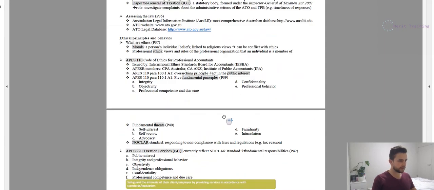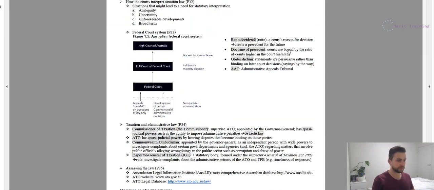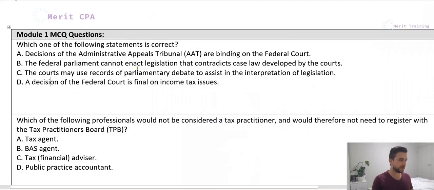The other reason why this is incorrect is because of the doctrine of precedent, where courts are bound by the ratio of courts higher in the court hierarchy, but even then its statements are persuasive rather than binding. So in no cases is it binding within the court system, it's just persuasive. It's a good precedent that courts tend to draw on but don't have to. So B is also definitely incorrect.